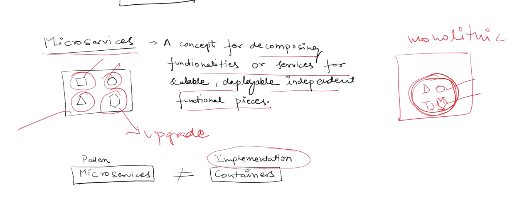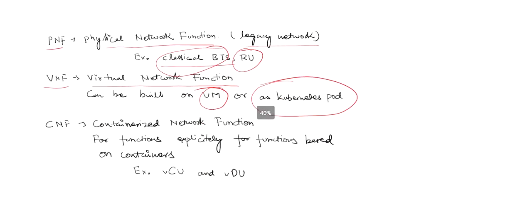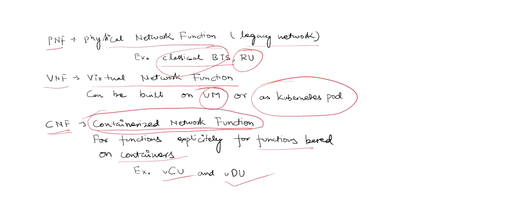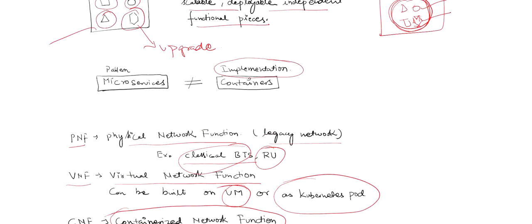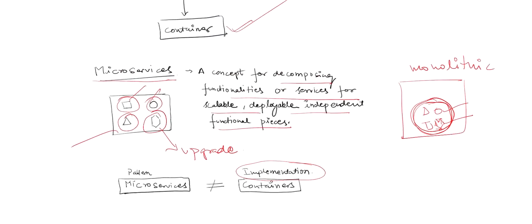Then this is called CNF, that is containerized network function. This is explicitly used for those functions which are hosted on or explicitly based on containers. Examples are VDU, VCU. So the functions which are based on containerized systems are containerized network functions, or you can say the VNFs which are explicitly based on containers can be called CNF. So these are a few brief points about the containers, Kubernetes, and pods that are generally used in telecom.